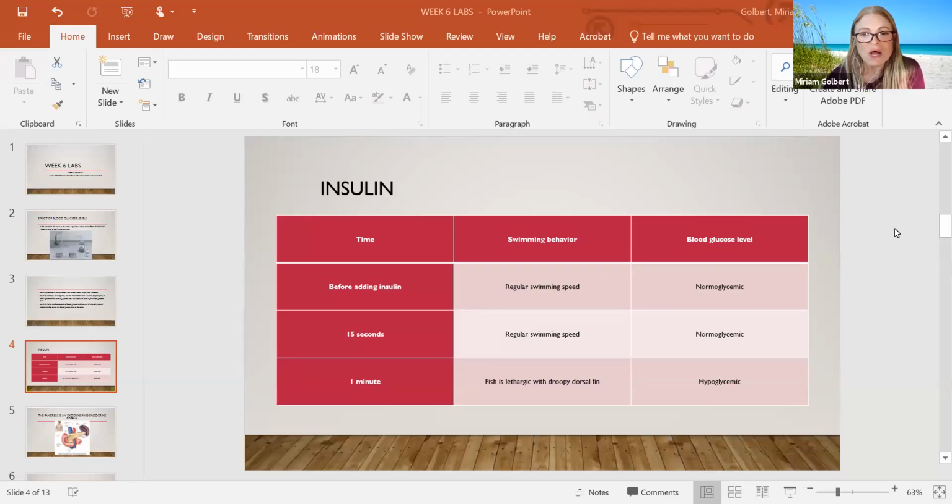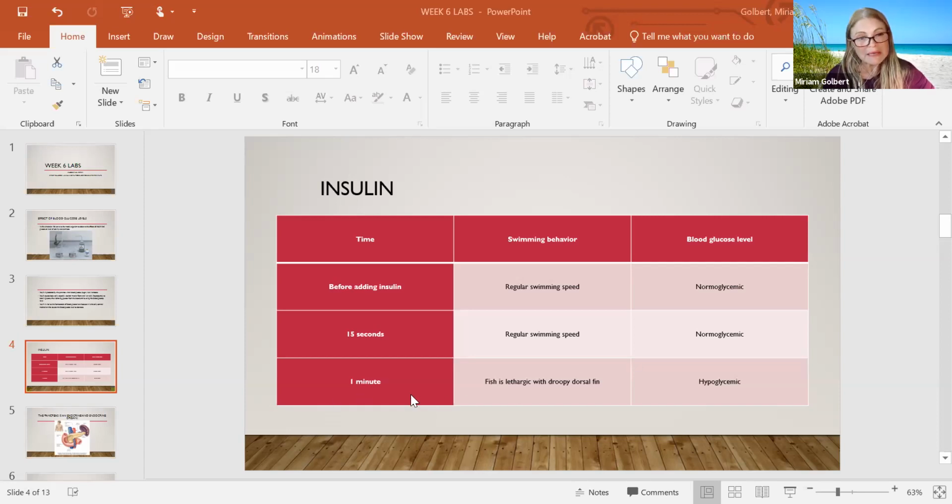So here's the results for that little simulation that you're going to do. Maybe you did it already, but the normal levels of glucose is called normal glycemic, right? And this is before adding the insulin. So if you're normal, the fish should be swimming at a normal regular speed, right? After you add the insulin, 15 seconds after, you're going to see that the fish is still swimming normally, and that the blood should be normal glycemic, meaning normal.